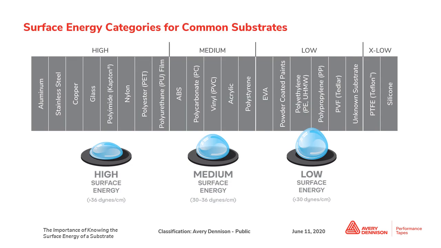Now, going back to our common substrates and the categories that we have, in high surface energy you're usually looking at metals that are not coated, glass, and nylon. To the right, you have your low surface energy materials, which are typically plastics. The most common ones are going to be polyethylene, polypropylene, and, as the survey had indicated, powder-coated paints. We have droplets here as a visualization of what's occurring.